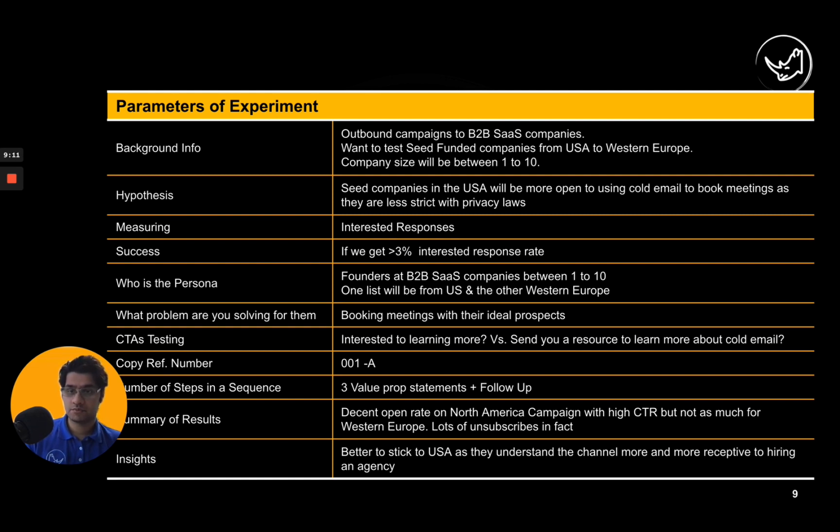Okay, let's say we ran the campaigns, and this is a great place to actually put your results. This is helpful when you have other people getting onboarded, and just for you to document your thoughts. But at a very high level, you'd say: we had a good open rate for North America with a high CTR, but not as much for Western Europe, and then we had a lot of unsubscribes as well. So what does that tell us? You can add some more stuff in here. One of the insights is, hey, it's better that we stick with the US demographic because they understand this channel more and they're more receptive to hiring an agency, right?